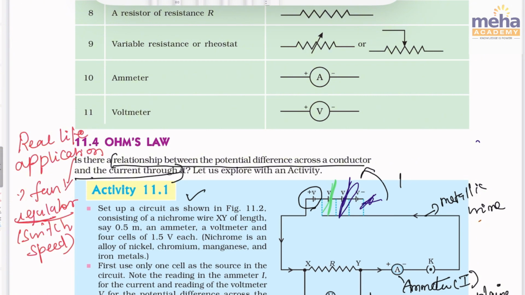Then where else do we use it? In fans, then we use it in kettles. We use the fuse. In home we have the fuse in the main socket, and also we use it in chargers. So these are the day-to-day life applications of Ohm's law.